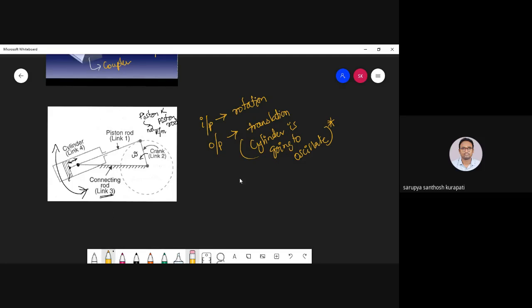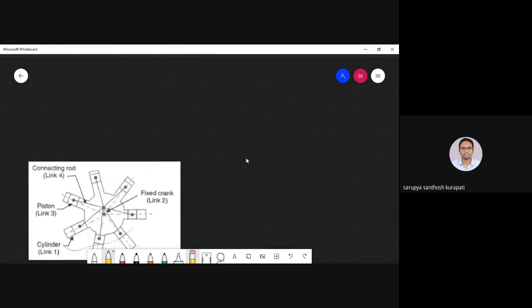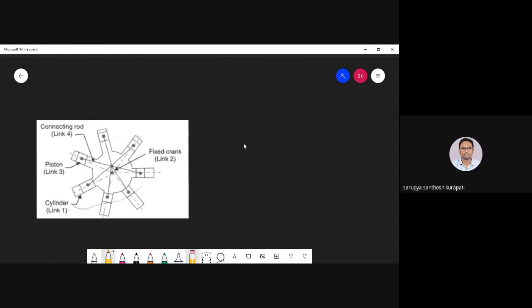Next is the fourth one, which is the rotary IC engine. This is called a rotary engine, pioneered by a German scientist. Okay, so we call it a Gnome engine also. So this is the Gnome engine. Roughly how many cylinders are you going to get? 7 to 9 cylinders.